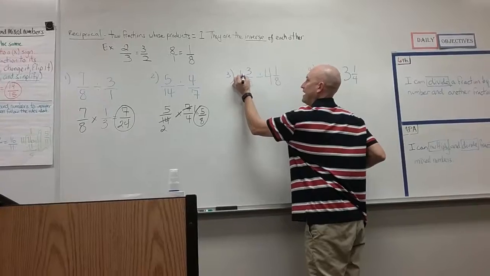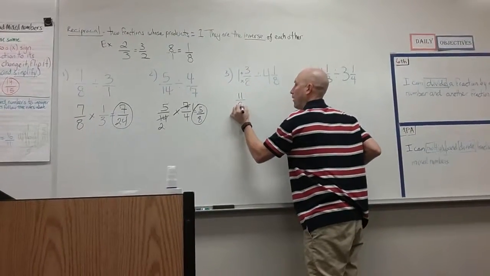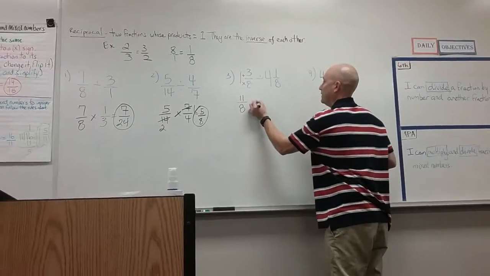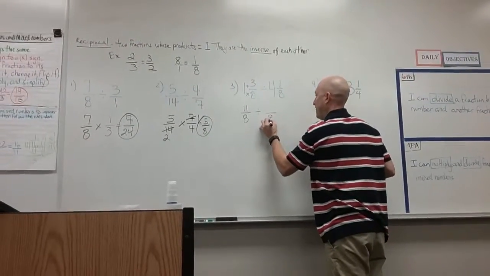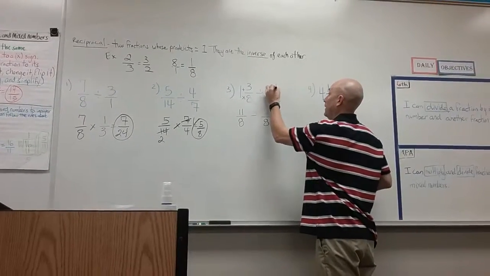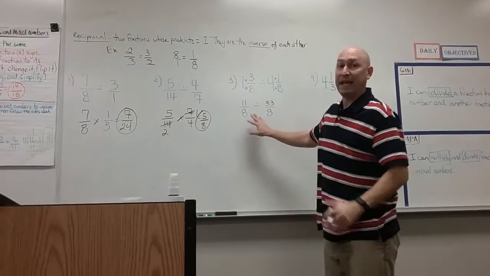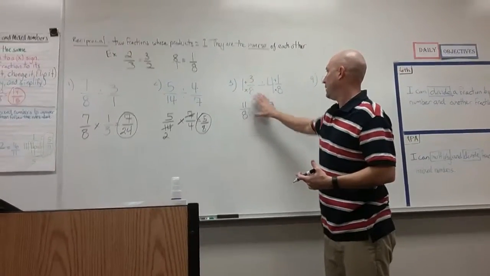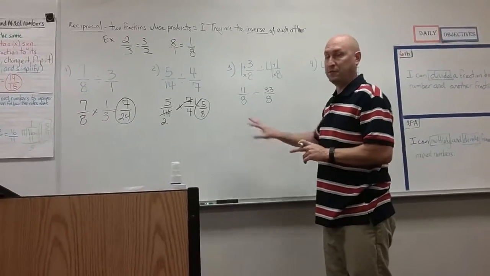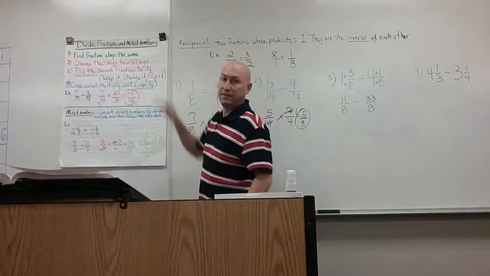8 times 1 is 8, plus 3 is 11, and I always keep the denominator, divided by 4 times 8 is 32, plus 1 is 33. And now I've got a division problem set up using the improper fractions, which is what I want. Now I can go to my steps for division.